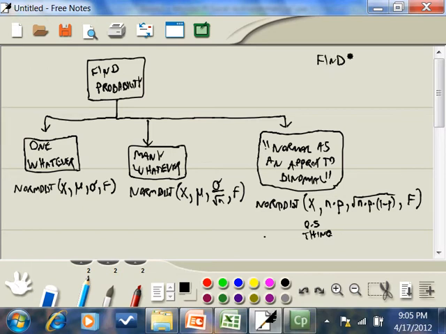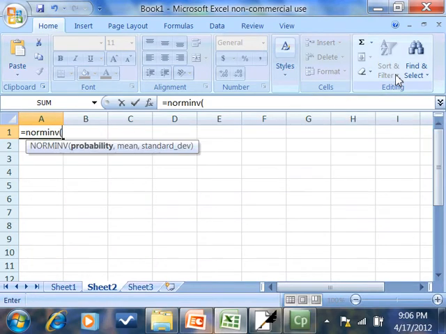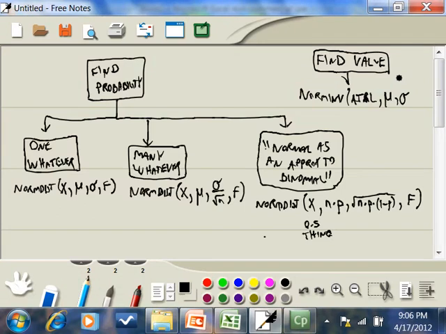Then our second type is find the value. It doesn't say find a probability, percentage, or proportion. It actually says find a value. And this is going to be our NORM.INV. We put in the area to the left, and then our mean, and then our standard deviation. I think that's the only flag. Let me check this. Yes, those are the only ones. So this is the flowchart we're going to use.